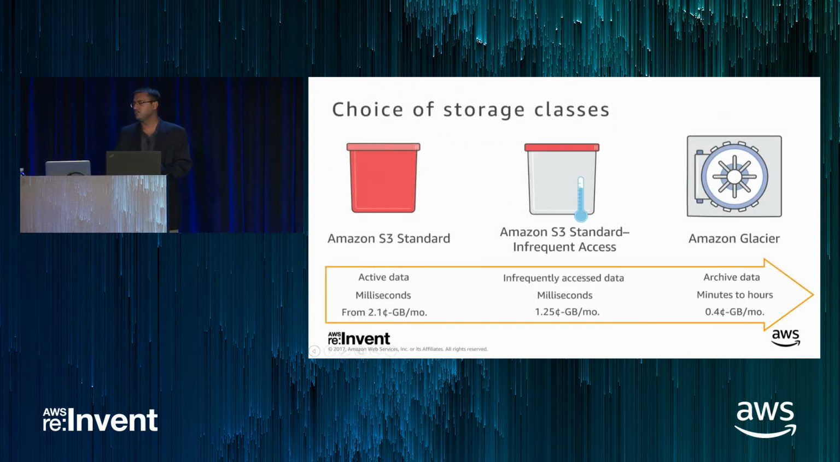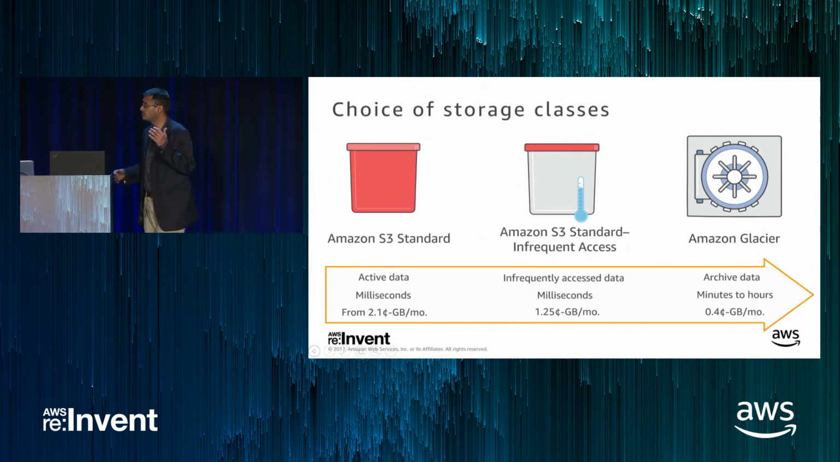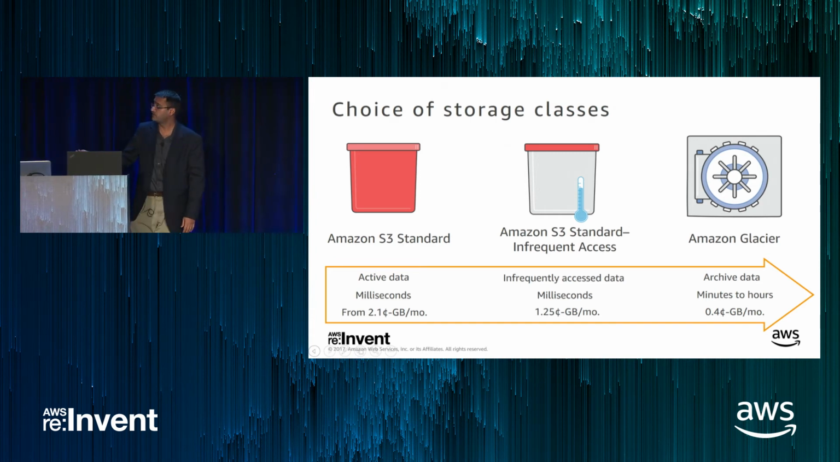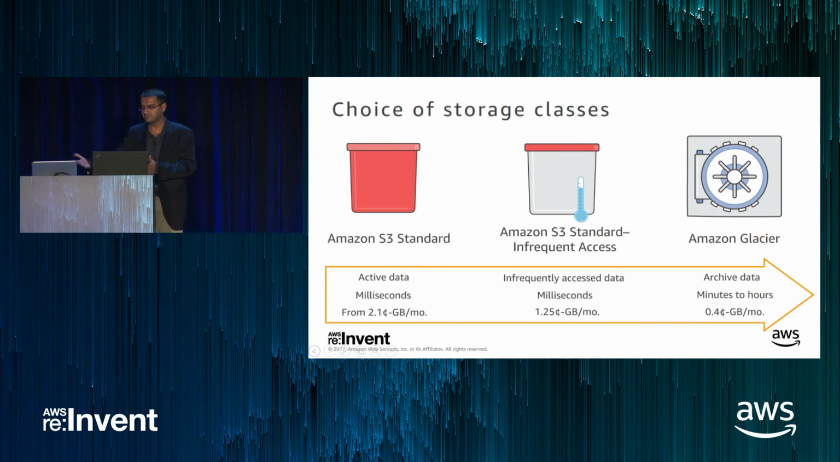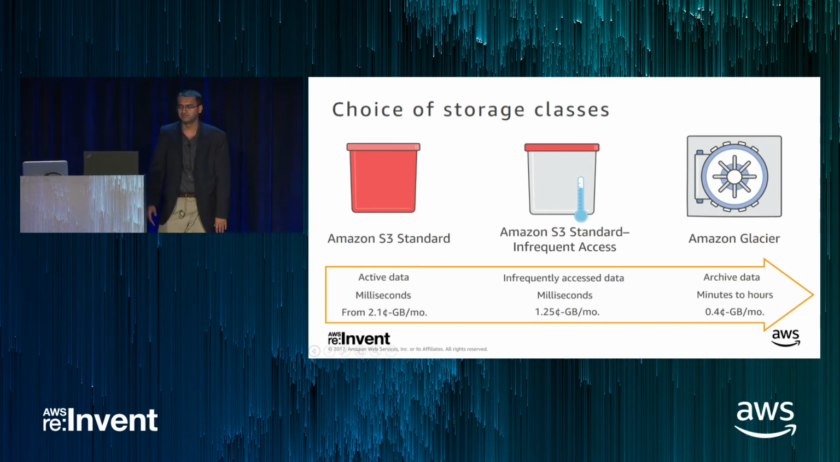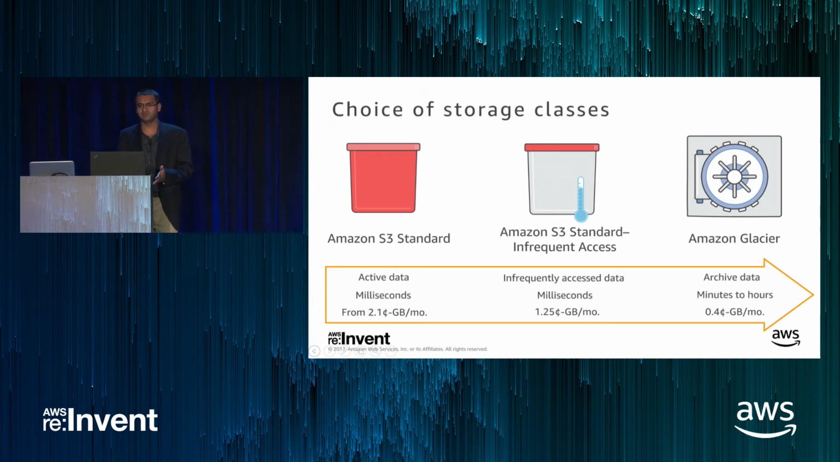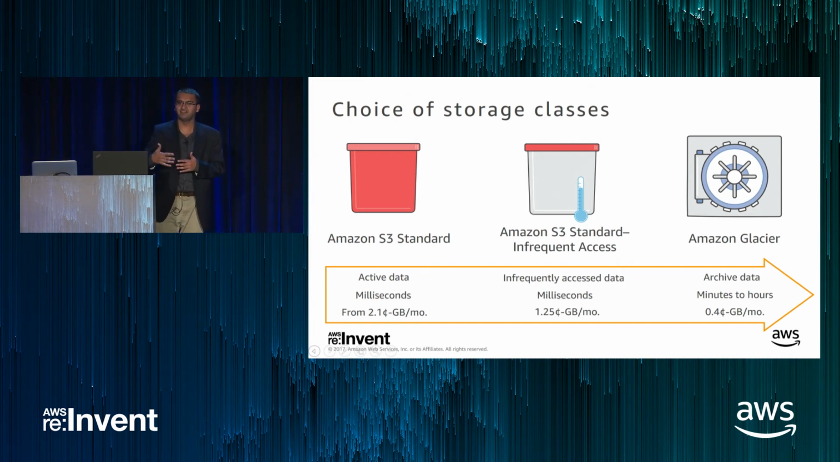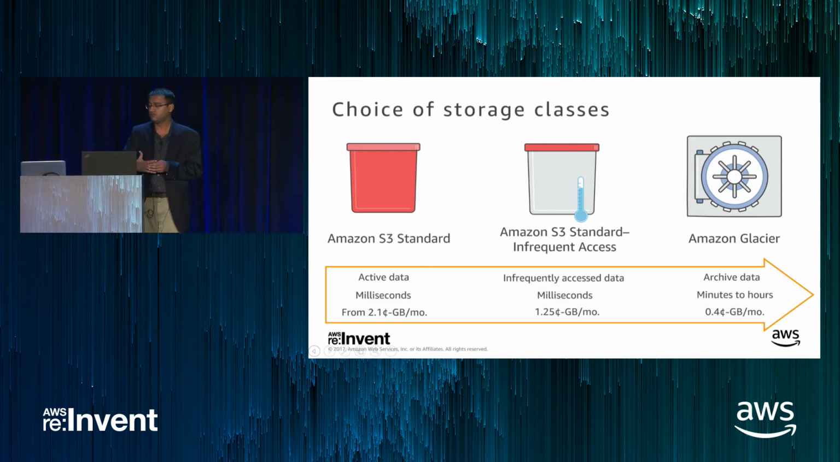If you look at the AWS storage classes, we give you a variety of choices, starting from Amazon S3 Standard, which is used for active data, to Amazon S3 Standard Infrequent Access, which is for more infrequently accessed data, and finally Glacier, which is for archival data. One of the common patterns we see from customers is they bring their data to S3, keep it there for weeks or months, and then as the data is used less and less, they move it across these different storage classes to save on costs.